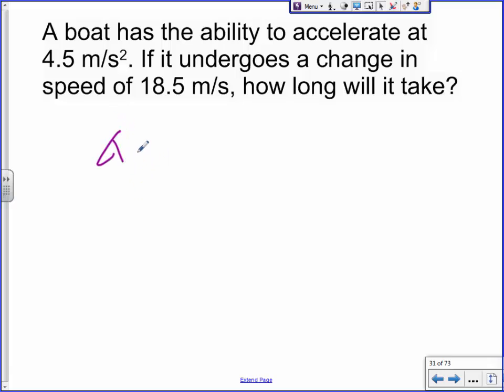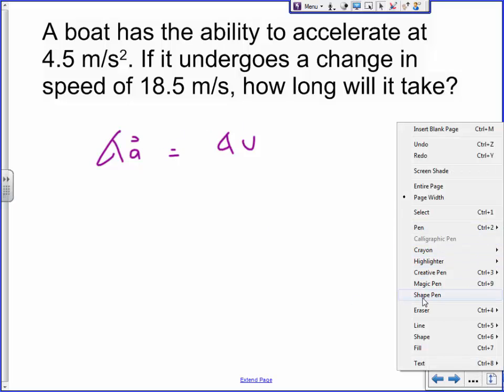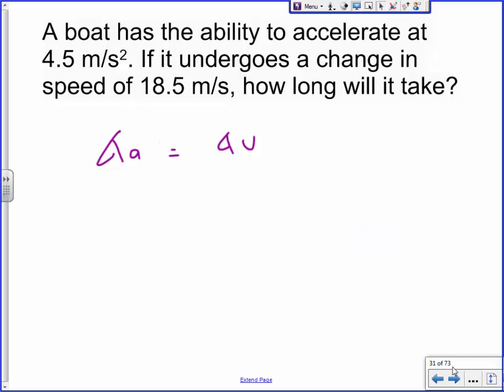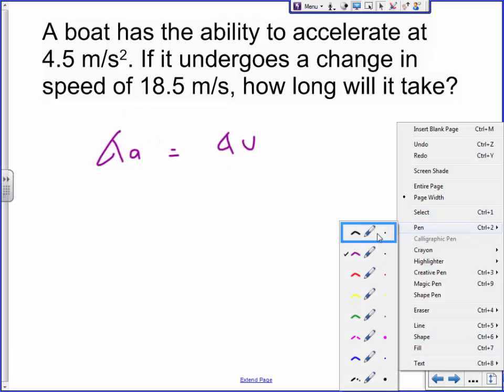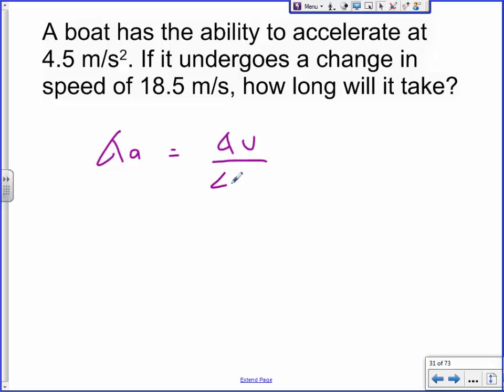So your acceleration is equal to your change in speed. I guess I should take the little arrow hat off since we're not doing directions right now. Just to be consistent, over a change in time. We know our acceleration is 4.5 meters per second squared. We know our change in speed is 18.5. And we want the change in time.